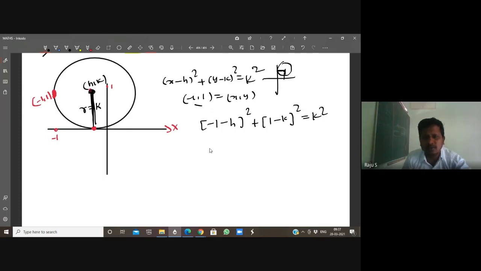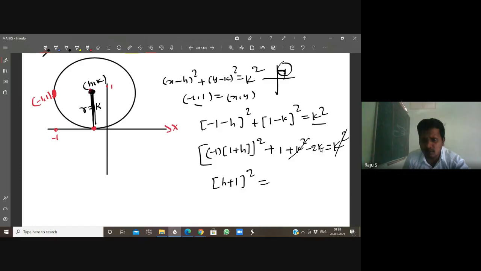Now here no need to expand; simply look, take the minus common, so (1 plus h) the whole square. You have to expand the other term because k square is on the right side, so 1 plus k square minus 2k is equal to k square. Shall I cancel k square, k square? And minus 1 square is plus 1. So (h plus 1) the whole square is equal to minus 2k, becoming 2k minus 1.